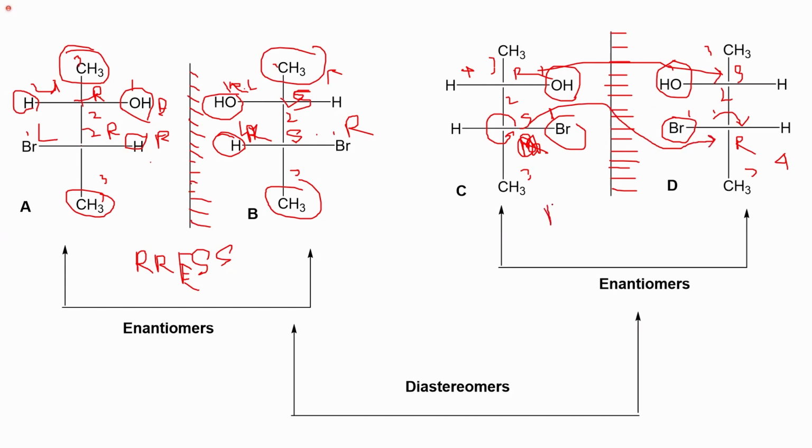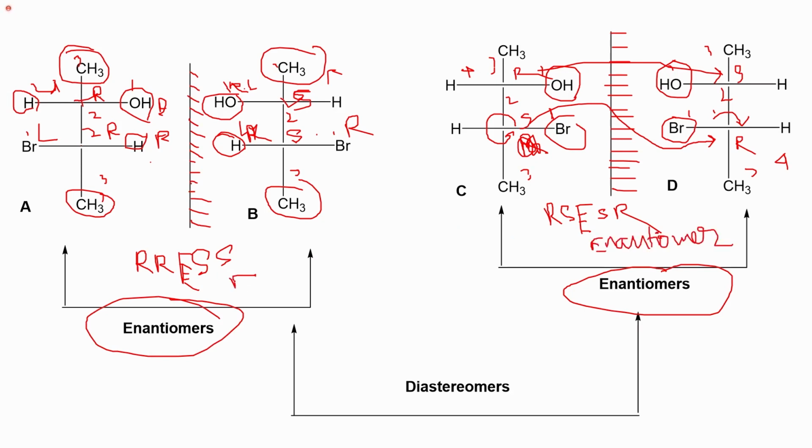So RS is the mirror image of SR. Okay, now obviously C and D are enantiomers. So this is also an enantiomer. These are also enantiomers of each other. But there is a consequence.